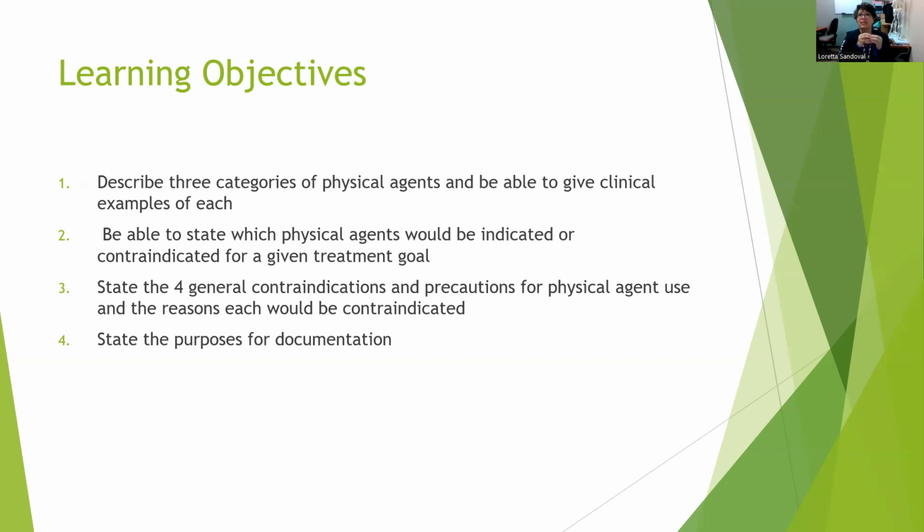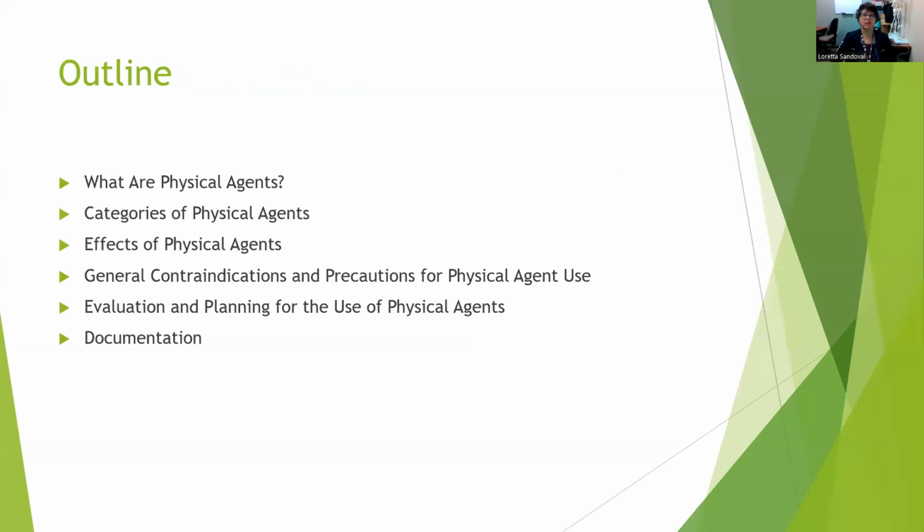We will talk about that specifically for every individual modality we discuss, but we will also talk about it in general for physical modalities. I want you to be able to state the 4 general contraindications and precautions for the use of physical agents and why each one would be contraindicated, and the purposes for documentation. So as we go through the quarter, we're going to be documenting everything we do. We're going to talk about how to document, why to document, and we'll go on with there.